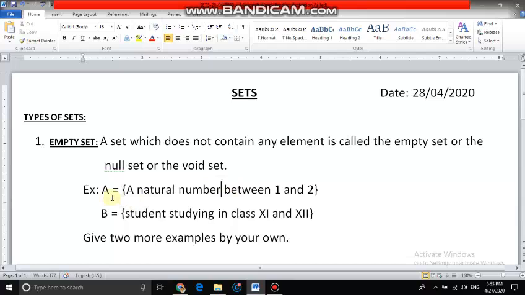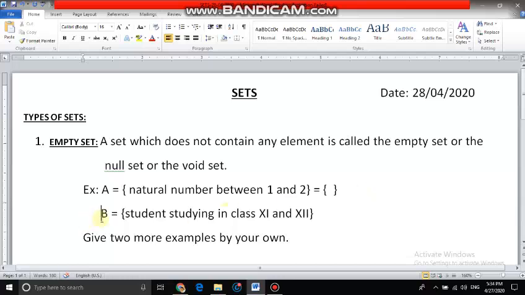Now, for examples of an empty set, how is it possible that a set has no element? Let's take an example. I take A as a set of natural numbers between 1 and 2. Can you find any natural number between 1 and 2? There is no natural number, right? Because between 1 and 2 I have infinite rational or irrational numbers, but we don't have any natural number between 1 and 2. So the empty set, we will write it like this, where inside it there will be no element.